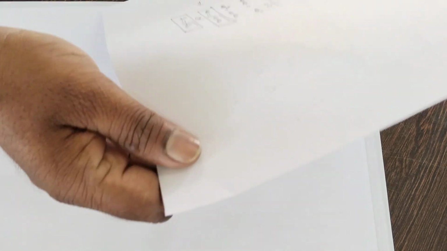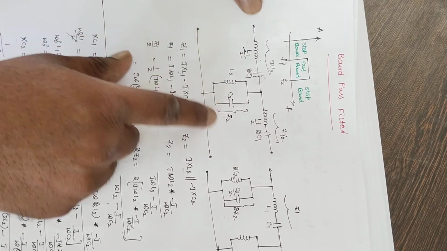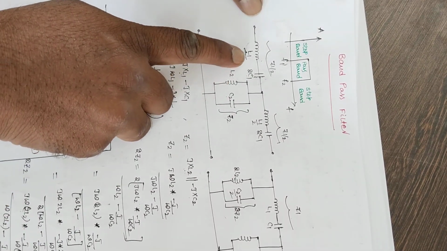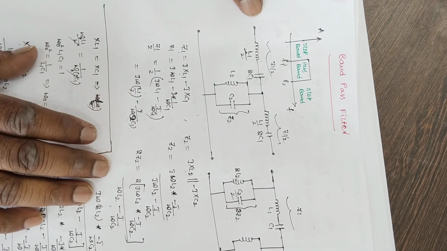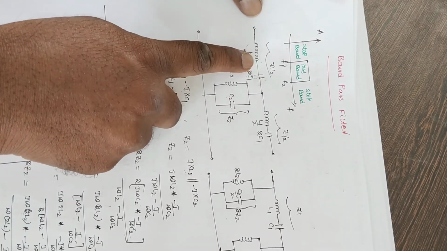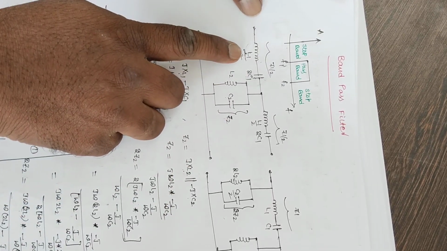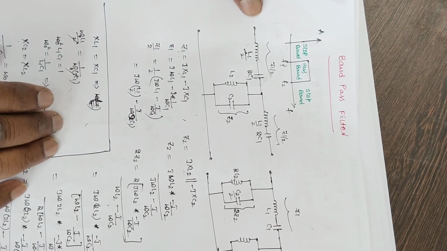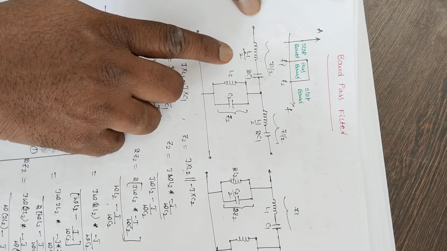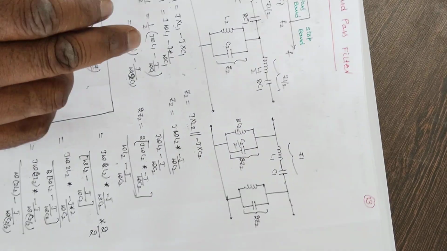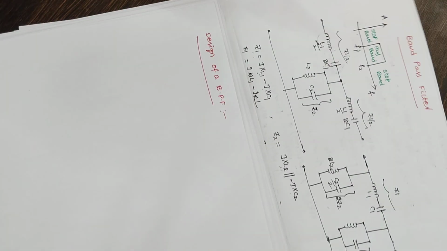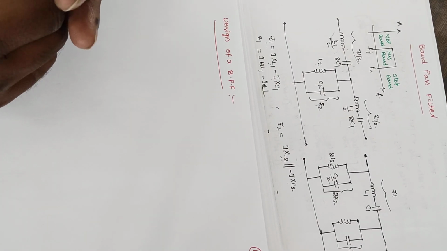To design this band pass filter, design means we need to construct. So I need to construct this filter, which means I need to find the values of L1, C1, L2, C2. If I know these values, I can construct this network using these inductors and capacitors by placing the proper values of L1, C1 along with L2, C2. To find these values of L1, C1, L2, C2, I am using an expression.